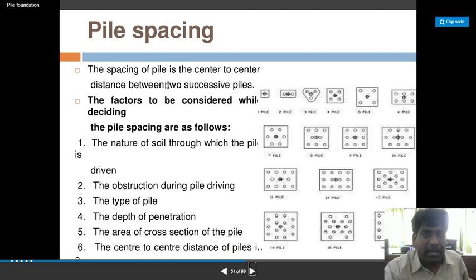The spacing of the pile is the center to center distance between two successive piles. This is 1 pile, this is 2 pile, this is 3 group of piles, this is 4 group of piles, 5 group of piles, and 6 group of piles, 7, 8, 9, 10. So this is the way of providing piles in a group.